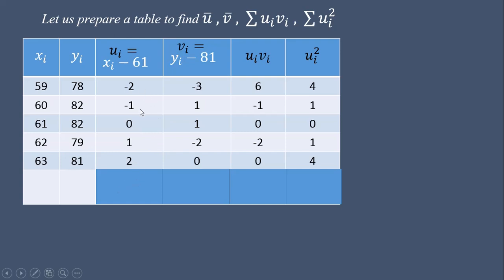Minus 2, minus 1, minus 3. Minus 3 plus 1, minus 2. Minus 2 plus 2, 0. So we get summation ui is equal to 0. Addition of all these values is 0.